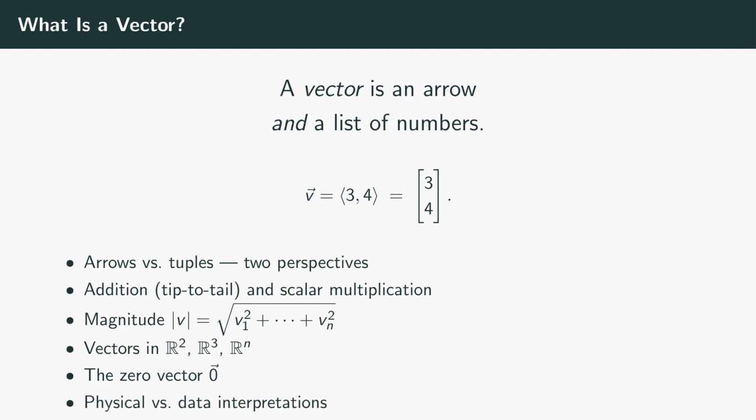Today we will define how vectors add, how they scale, and how long they are. We will meet the spaces they live in, the plane, ordinary space, and spaces with more dimensions than we can picture. We will meet the zero vector, and we will see the two great interpretations, a vector as a physical displacement, and a vector as a row of data. Let's begin.